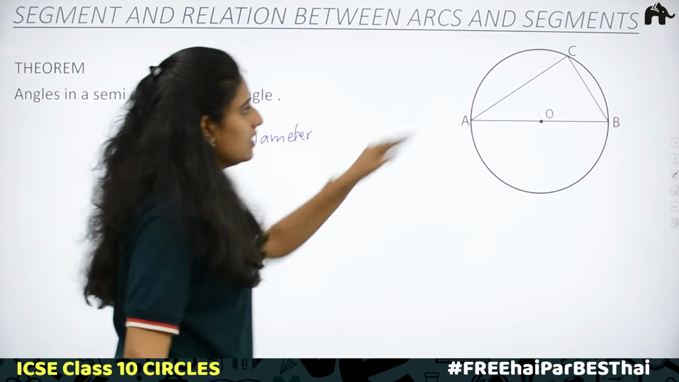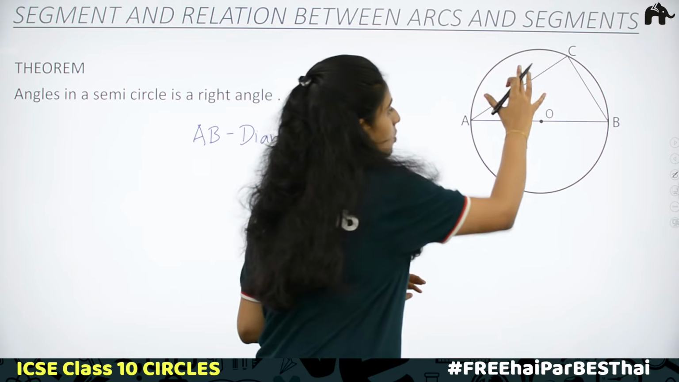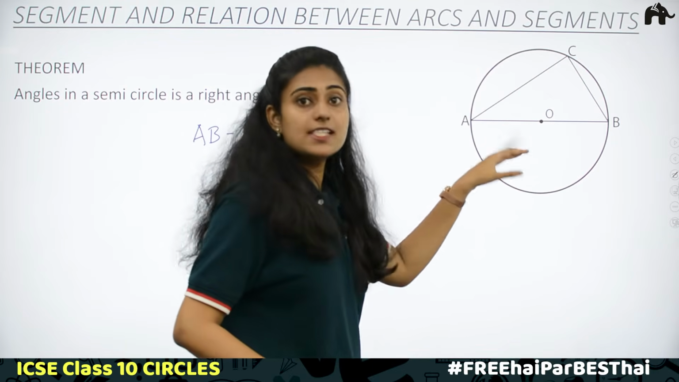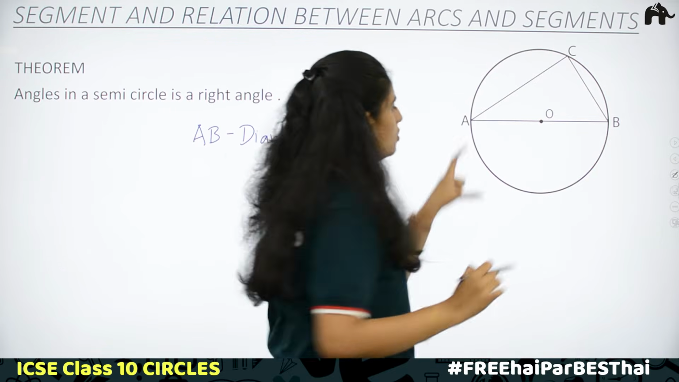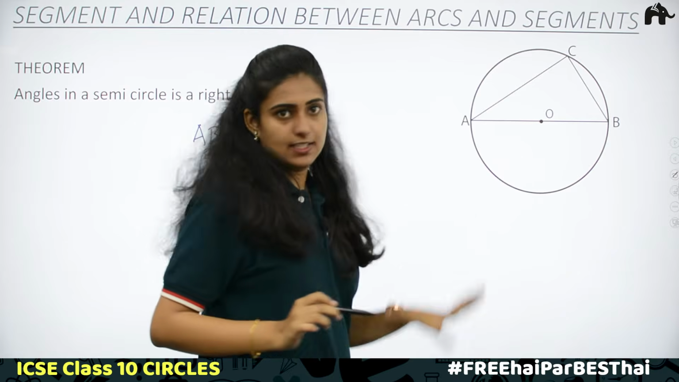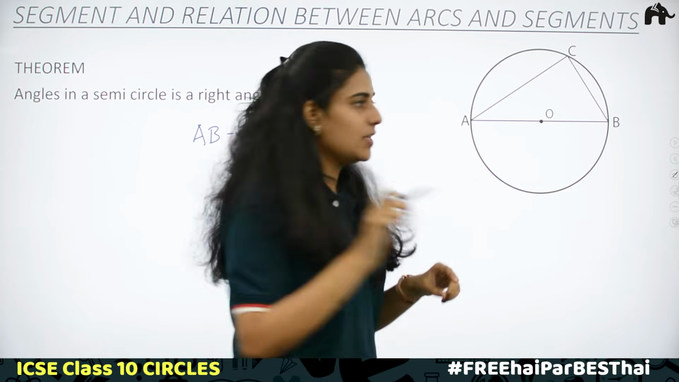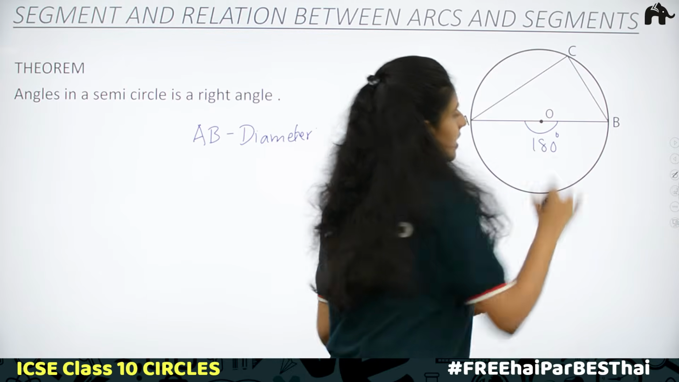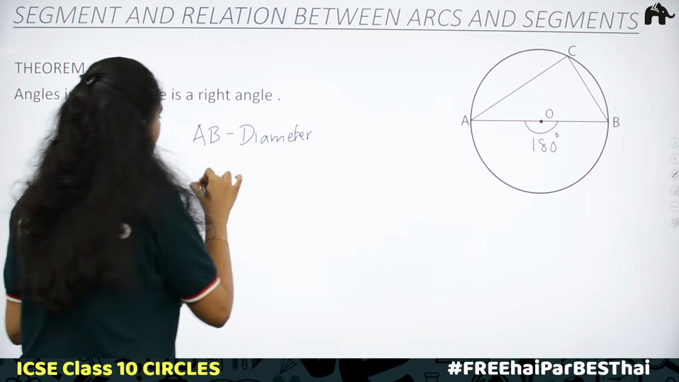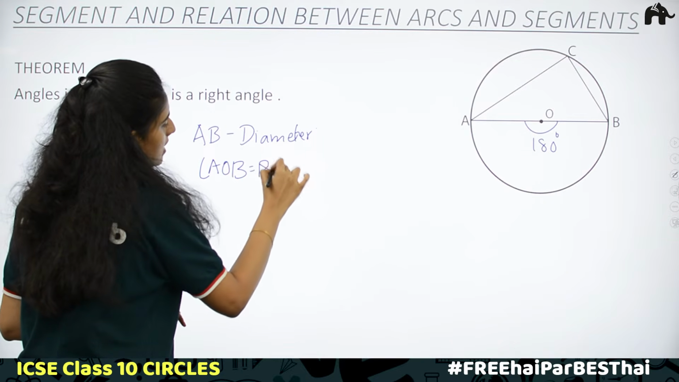So, the diameter divides the circle into two equal segments. Here we have two equal halves and we call this the semicircle. So, the arc and the chord together make the semicircle. Okay, in a semicircle, if you take a protractor, what is the total angle measure? The angle measure will be equal to 180 degrees, right? So, angle AOB is equal to 180 degrees.